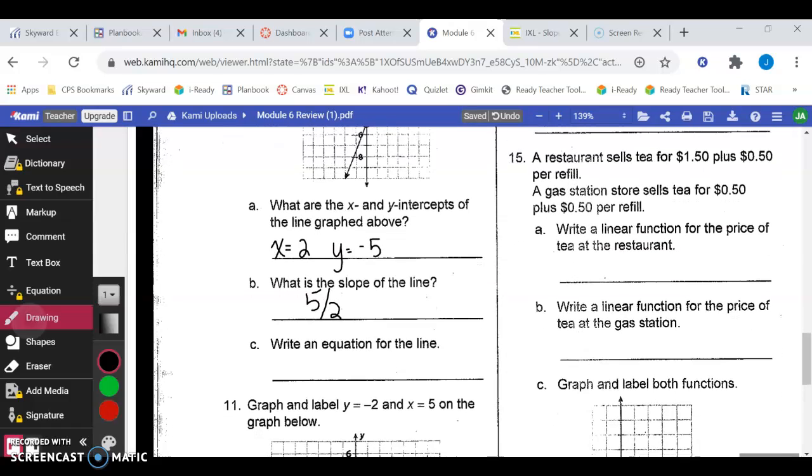And then part C is write an equation for the line. Well, we have all of the information we need now. So we can do y equals our slope of 5 halves x, and our y-intercept is negative 5, so minus 5.